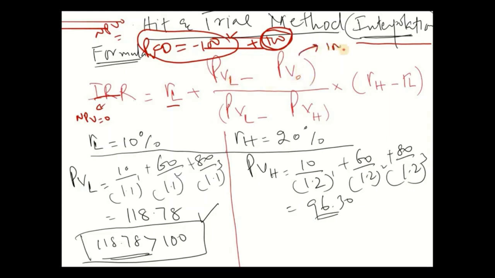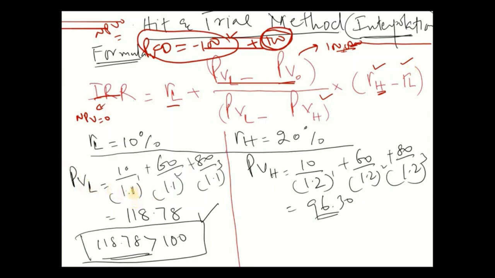Outflow is how much? 100,000, right? So that is the given information, the initial outflow, divided by the present value at the lower rate minus the present value at the higher rate, then multiplied by the return, where you use the higher rate, then the lower rate.